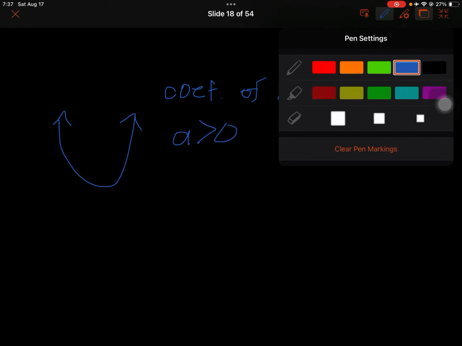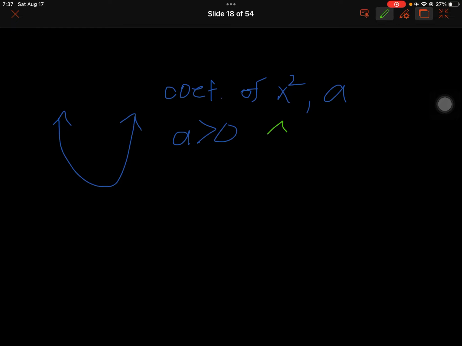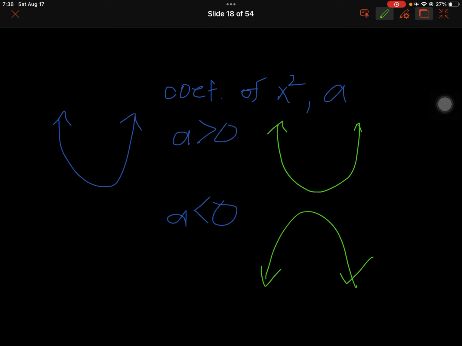Now, the graph for quadratic function is a parabola. Okay, so parabola looks like this. If the coefficient of x squared, let's coin this as a, if a is positive, then our graph would look like this. It goes upward. But if the coefficient of x squared, which is a, is negative, then the graph looks like this. It goes downward. Okay.